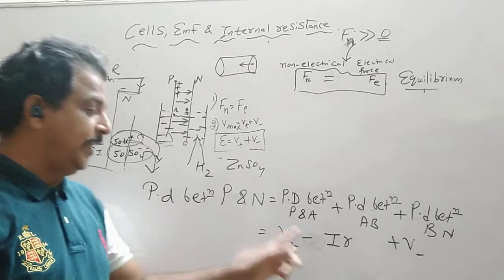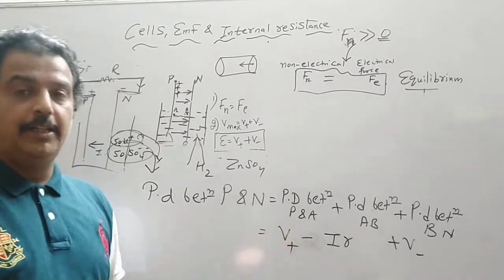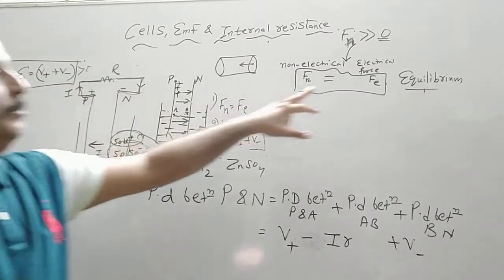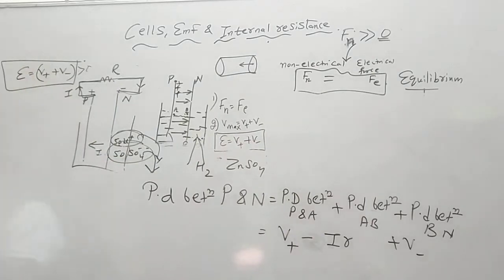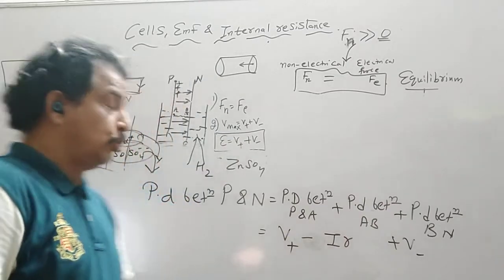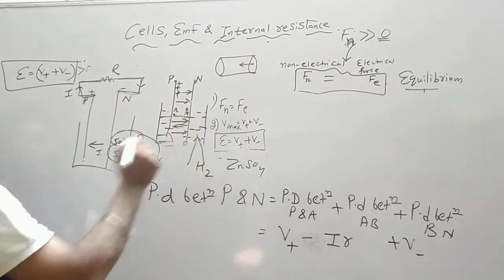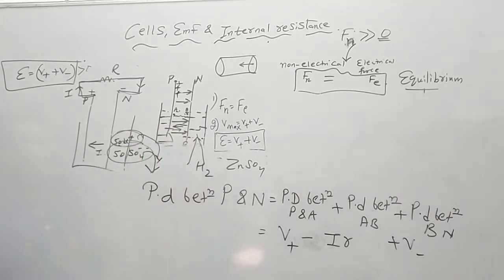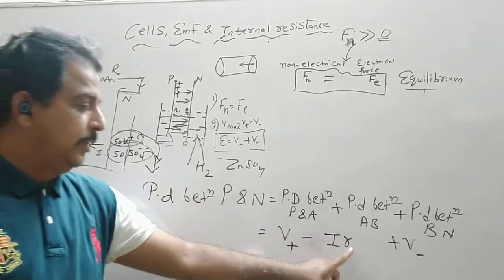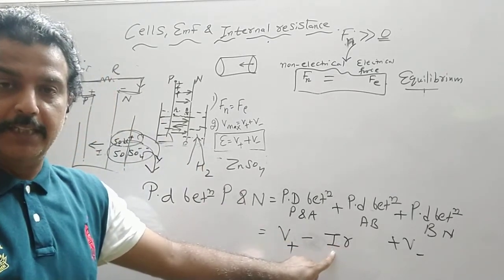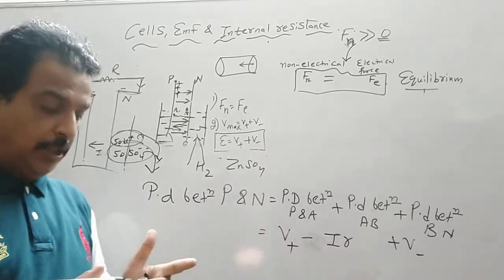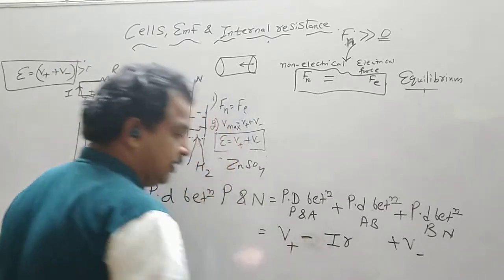Here the minus sign is because the opposition offered by the electric field to the ions is the potential difference between these two electrodes. So H plus ions find difficulty in moving from B to A, and SO4 ions find difficulty in moving from A to B. So the internal resistance multiplied by the current flowing in the circuit is called the potential drop. It is a minus sign because it is an opposition.